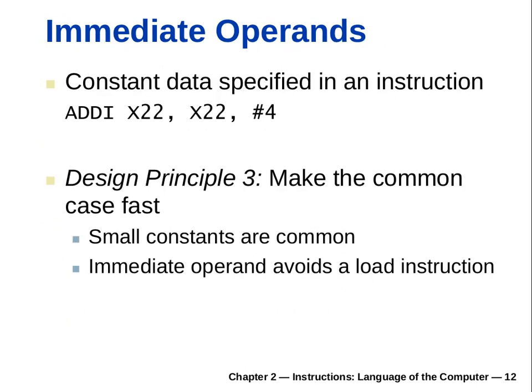Immediate operands. The add instruction accepts three parameters. In this example, you have register X22 and the immediate value 4. Kumbaga, number na 4. So yung contents ng register X22, i-add mo plus 4, ilalagay mo sa X22. Make the common case fast, so small constants are common. Usually the compiler, when it knows the actual value as it generates the instruction, puts the immediate value in. Para mas mabilis, hindi na kailangan ng fetch instruction.